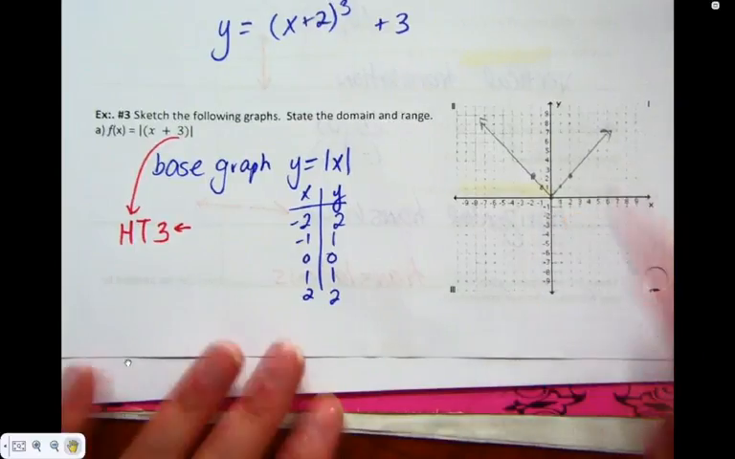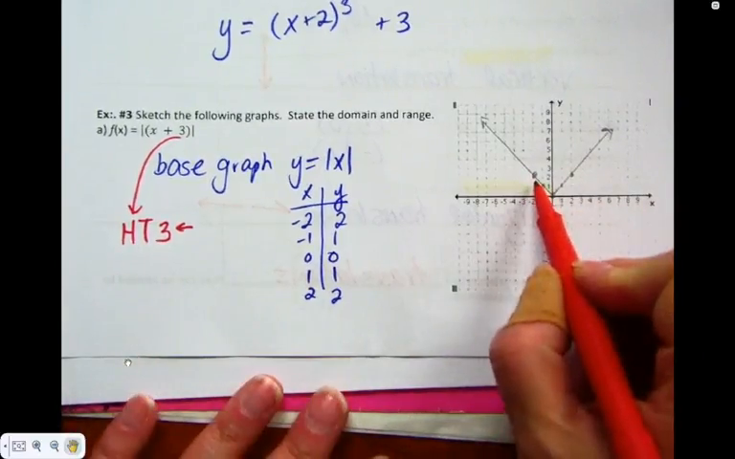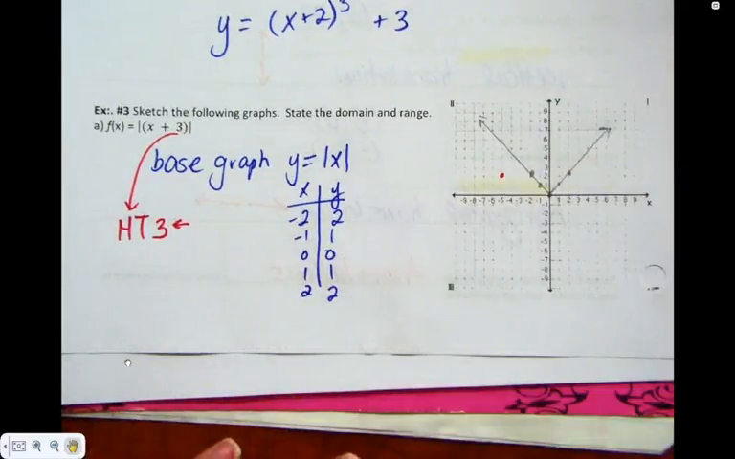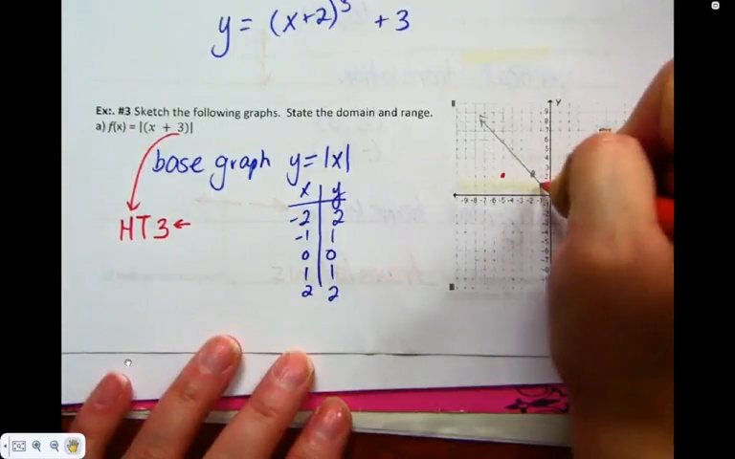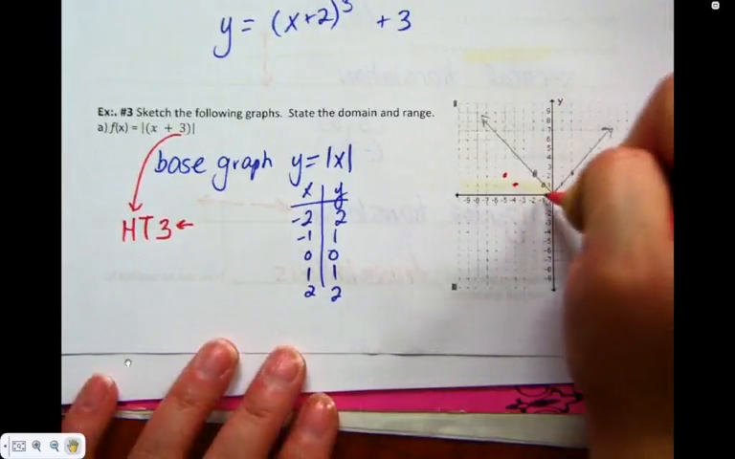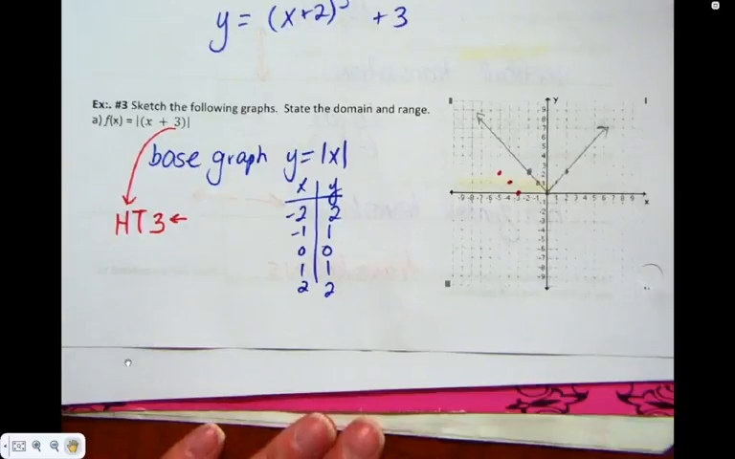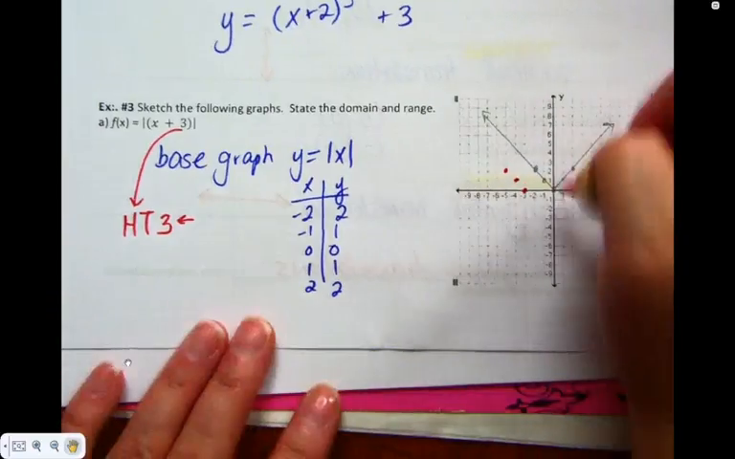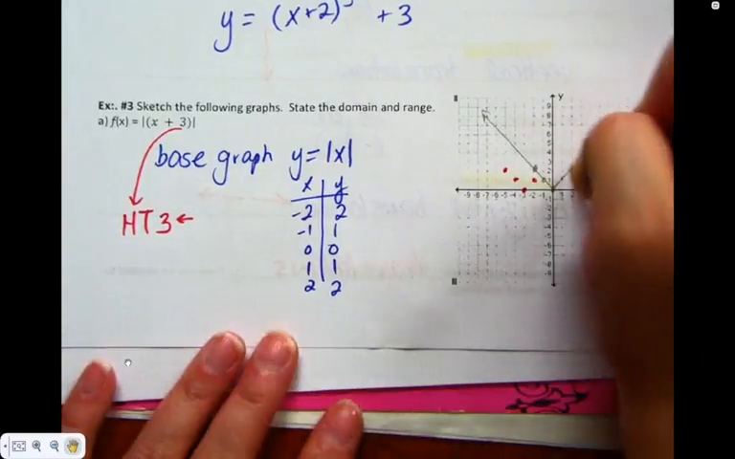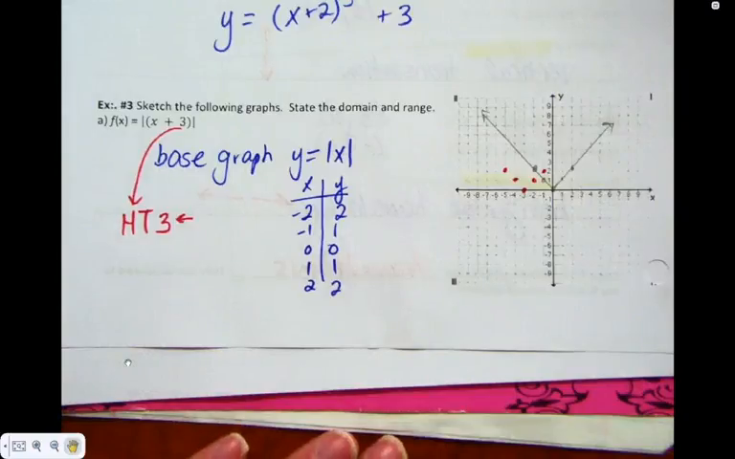This is like kindergarten. I'm going to take this first point, which was at -2, 2, and all I'm going to do is count 1, 2, 3 spaces to the left. I didn't move it up and down, I just moved it to the left. Then I'm going to take my -1, 1 and go 1, 2, 3 and put a dot there. Then my 0, 0, 1, 2, 3, put a dot there. My 1, 1, 1, 2, 3, put a dot there. And my 2, 2, 1, 2, 3, put a dot there.